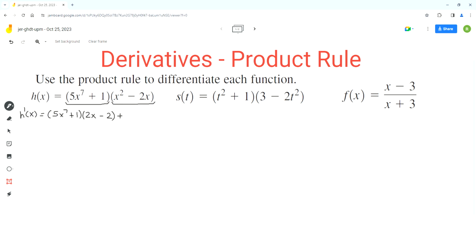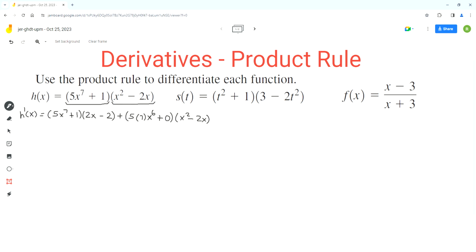Plus, now we'll find the derivative of the first function. So the derivative of 5x to the power 7 will be 5 times 7 times x exponent 7 minus 1, which is 6. And the derivative of 1 is 0 because it's a constant, times x squared minus 2x.